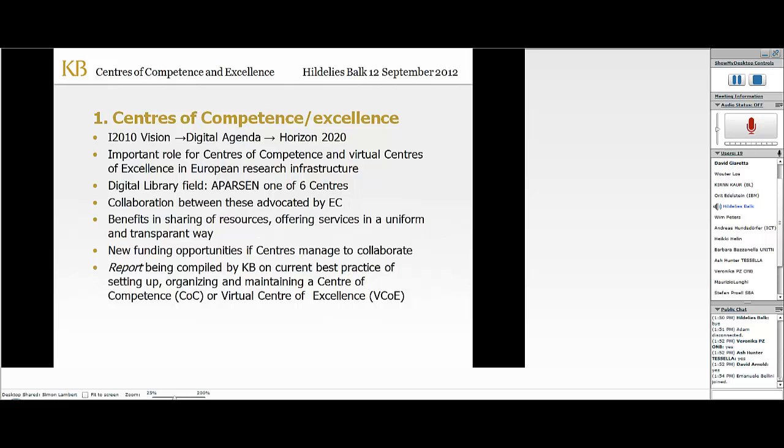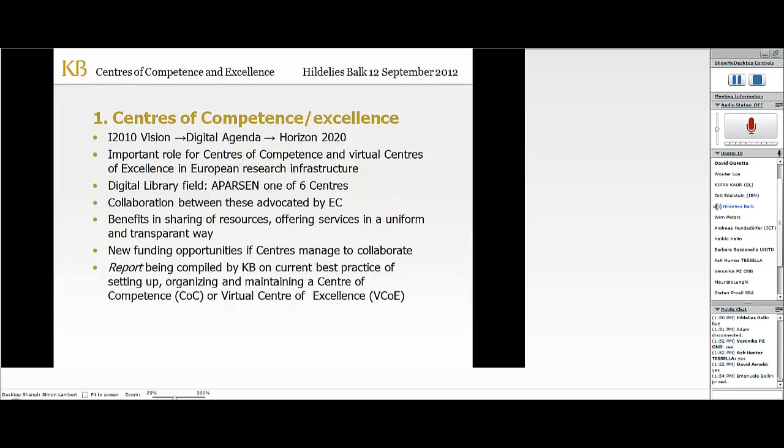Now, the idea behind this was, of course, formulated in the I-2010 vision, but it has been taken onwards in the digital agenda and in Horizon 2020, and it will play a role in future funding as well. In the whole research infrastructure, there will be an important role for centers of competence, not only in the digital library area, but, well, as we're now in the digital library field, APARSEN is currently one of 6 that are being formed or are already there, and collaboration between these is advocated by the European Commission.